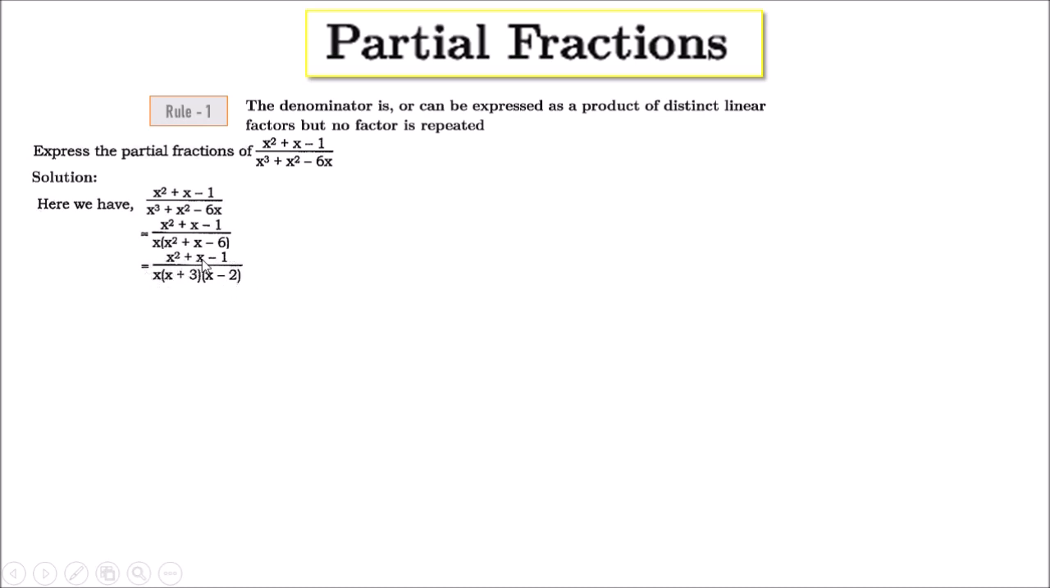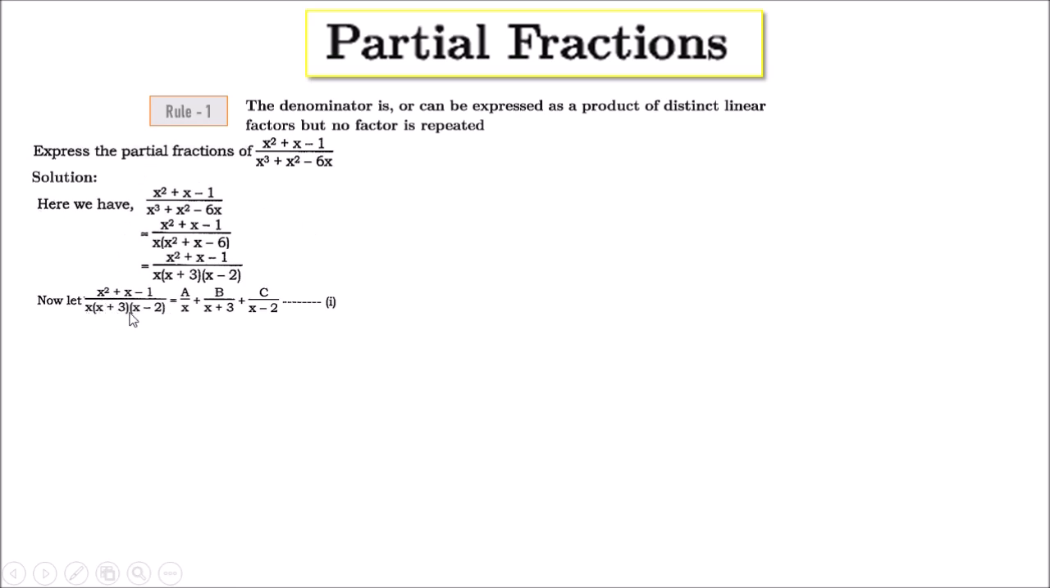It is (x² + x − 1) / (x(x + 3)(x − 2)). So now you can see how many factors there are. 3 factors. The previous one had 2 factors, and we just let 2 alphabets. Now here there are 3 factors. x is single, but it's a factor as it is in the product. It's a product in the denominator.